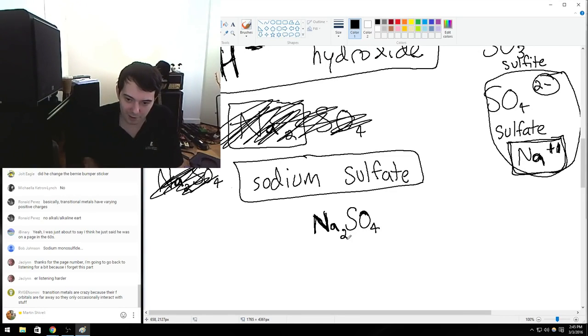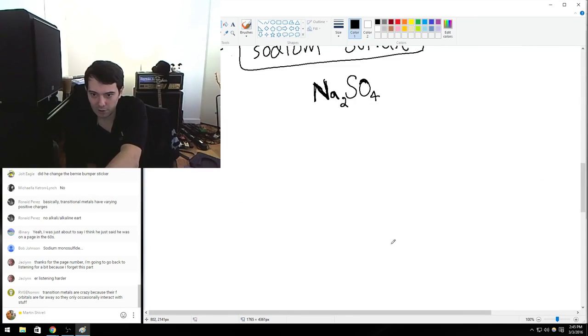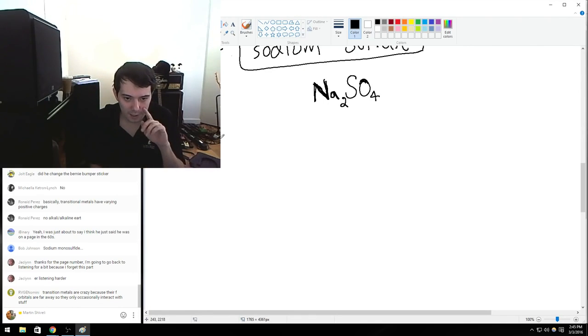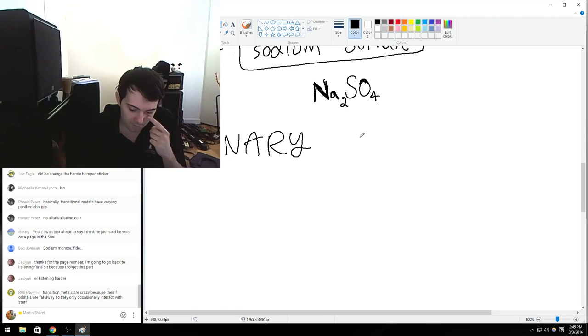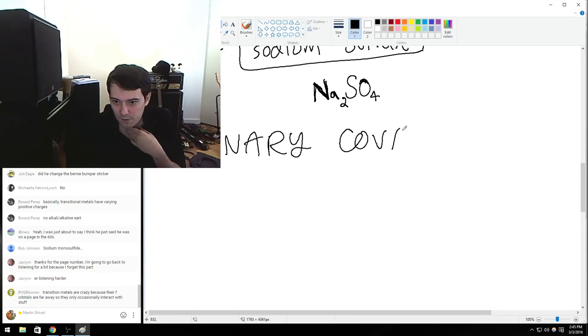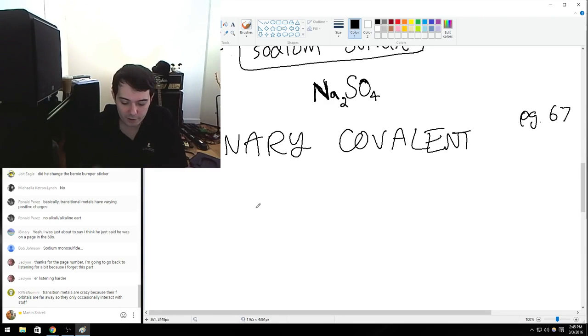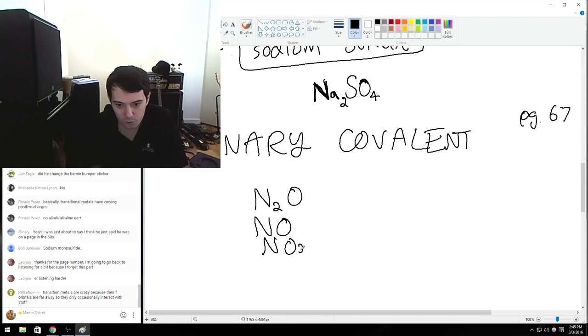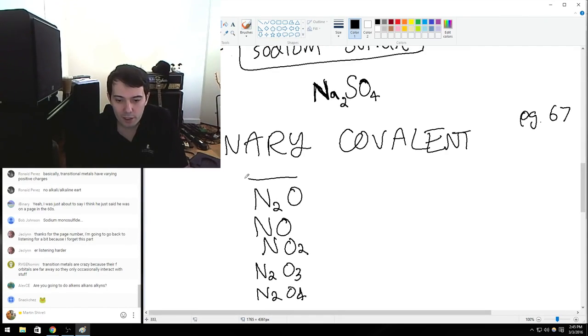So if we have a binary covalent, we have a couple more naming things, and then we're done. Binary, because we're going to use a lot of names in chemistry. You have to learn the language first. Binary covalent compounds on page 67. So here's a bunch of confusing nitrogen covalent compounds: N2O, NO, NO2, N2O3, N2O4, etc. How do we name all these?